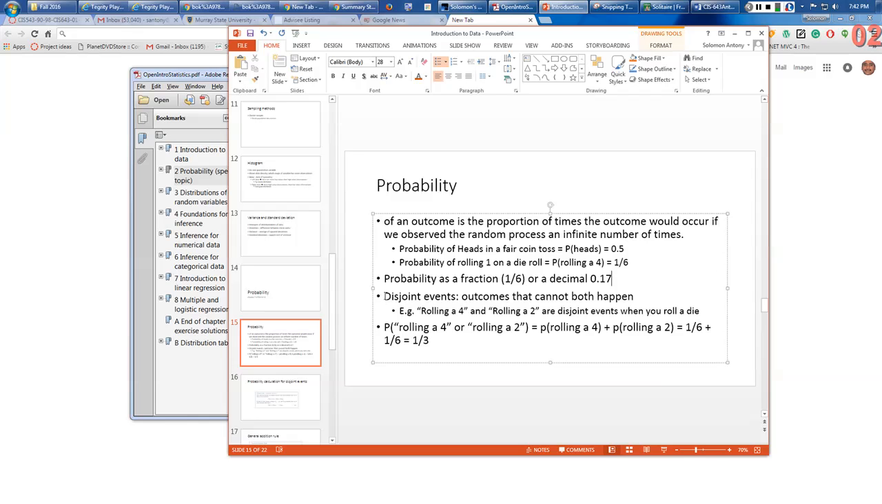When you talk about events, there are some events called disjoint events. When you have disjoint events, that means the outcomes cannot both happen at the same time. Say, for example, rolling a 4 cannot also happen with rolling a 2. These are two disjoint events. If you want to find the probability of rolling a 4 or rolling a 2, it is computed as the probability of rolling a 4 plus the probability of rolling a 2. So in other words, it will be 1/6 plus 1/6 equals 1/3.